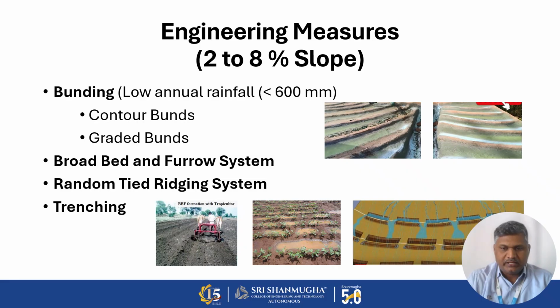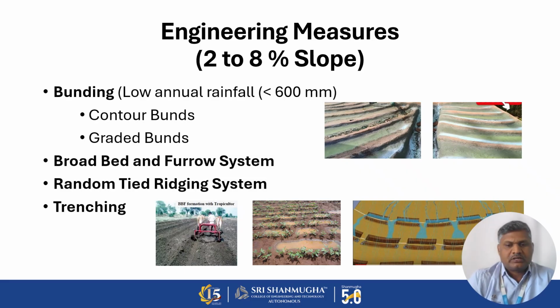Usually when the land slope increases, the surface runoff velocity also increases. So the rate of soil erosion also increases. The rate of soil erosion is directly proportional to the runoff velocity. When the rate of erosion increases, biological measures cannot be adopted, so we go with the engineering measures in this land slope range of 2 to 8%.